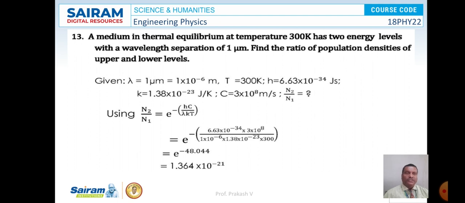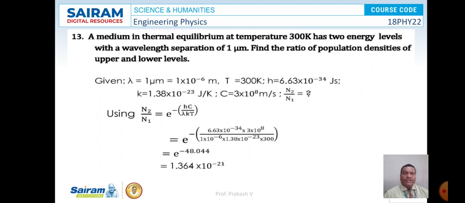Here lambda is 1 micrometer, T is 300 Kelvin, H is given as 6.63 into 10 to the power minus 34 joule second, K is 1.38 into 10 to the power minus 23 joules per Kelvin, and C is 3 into 10 to the power of 8 meter per second. So what is the value of N2 by N1?